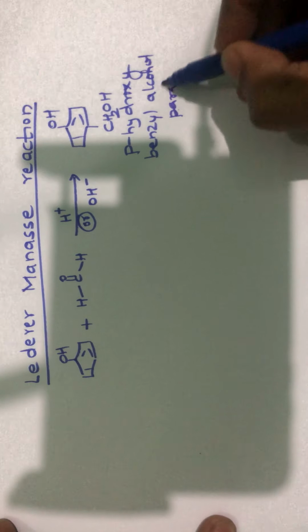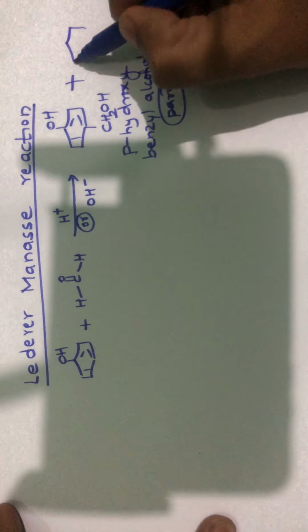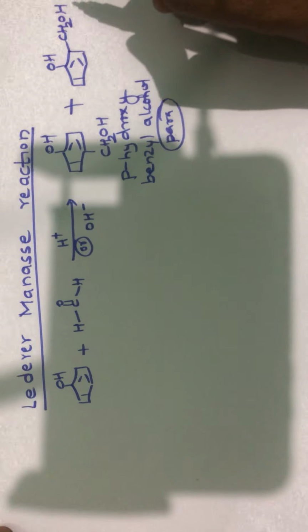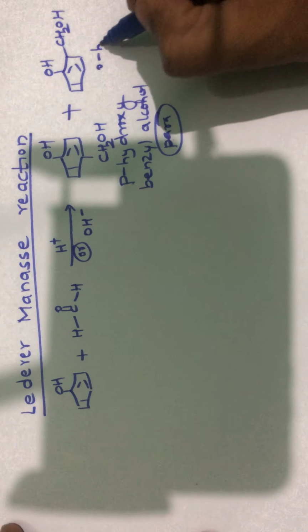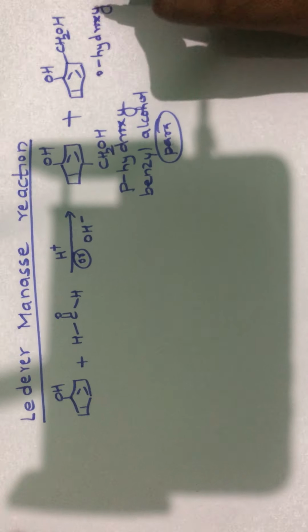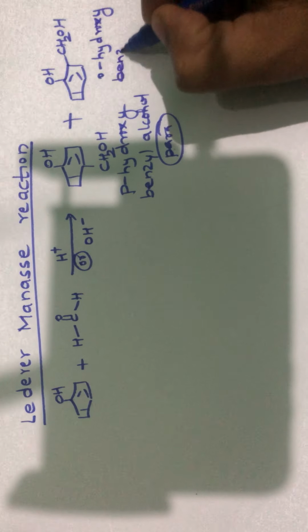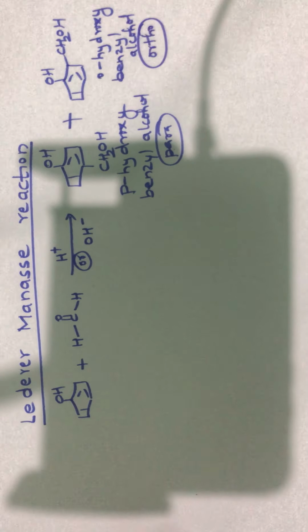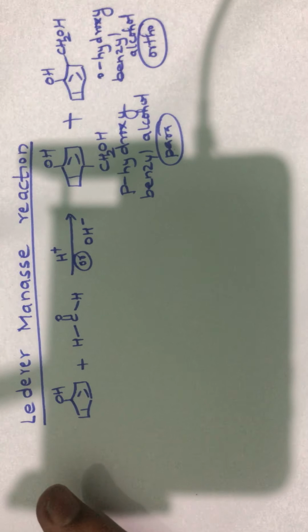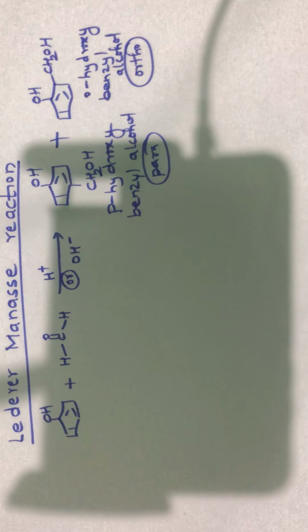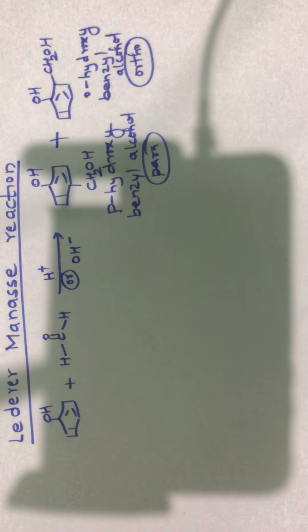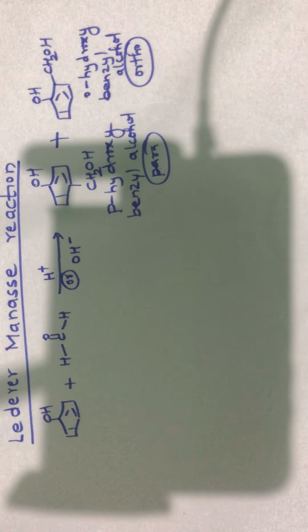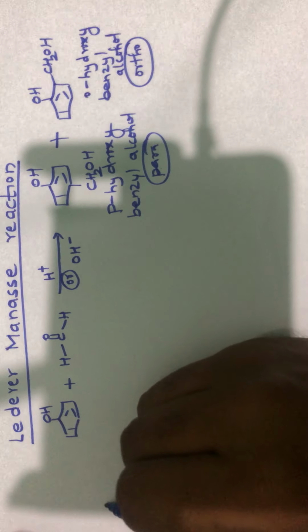This is a para product. And you are getting ortho-hydroxybenzyl alcohol. Ortho product. Right? This is what happens. Phenols when treated with formaldehyde will give you para-hydroxybenzyl alcohol and ortho-hydroxybenzyl alcohol. So the reaction may be acid catalyzed or base catalyzed. Let us look at the reaction.